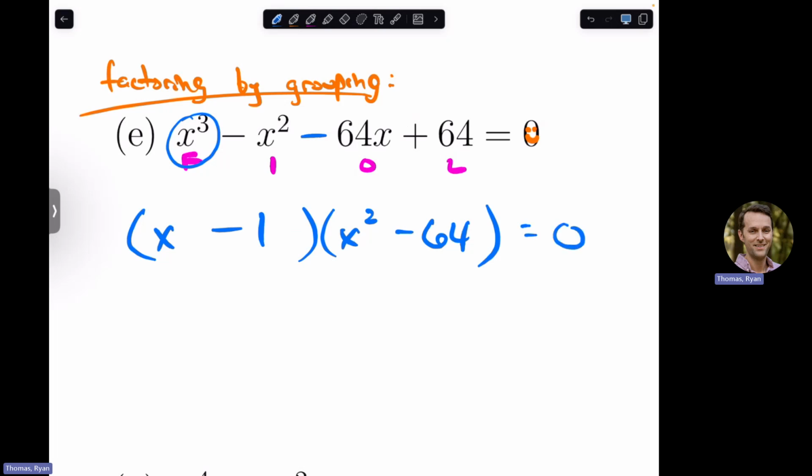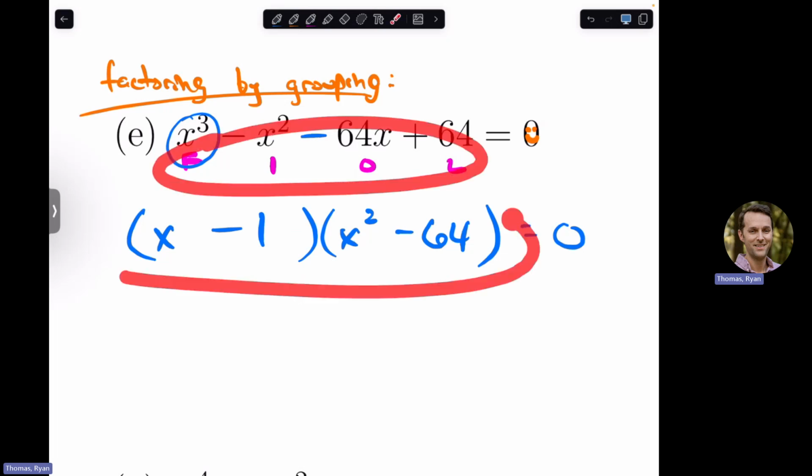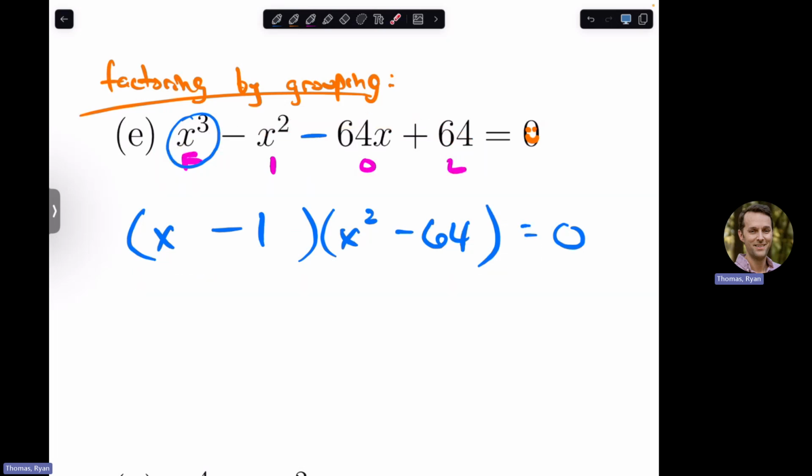If we're comfortable with how that works, the grouping idea helps us through that. If this makes sense to you and you can get there, that's fine. I don't really care how you do it, just that you can. Then we can split up and solve.